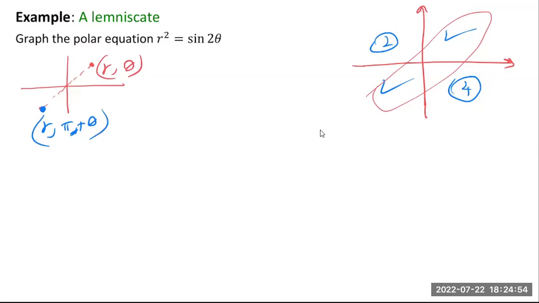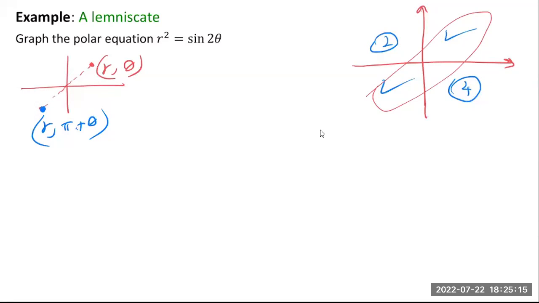R comma pi plus theta should also be on the graph, because if this is theta, this total angle will be pi plus theta, and I take r to be in this direction, so that will be r comma pi plus theta. So if r comma theta is on the graph, we need to show that r comma pi plus theta is also on the graph in order to show that it's symmetric with respect to the origin.